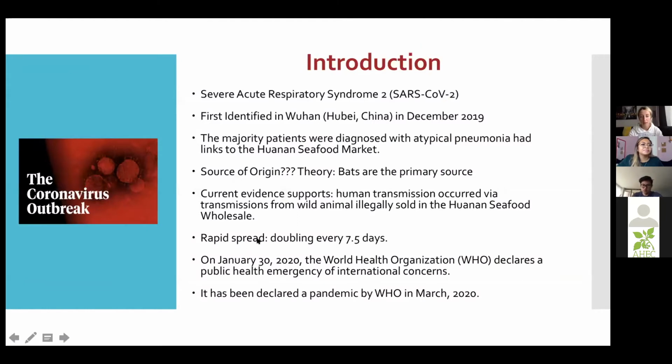And so we stopped here. It has been declared a pandemic by the WHO in March 2020, which is recent. Any questions so far?